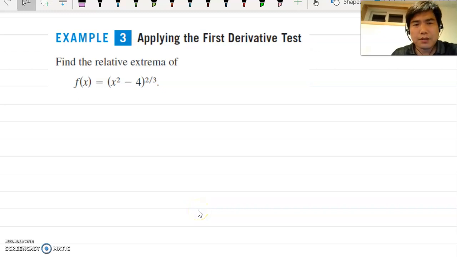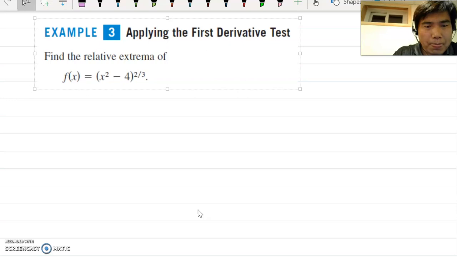Let's discuss more examples about the first derivative test. So look at this example. Applying the first derivative test, find the relative extrema of f(x) = (x squared minus 4) to the 2/3 power. Okay, so now what's the first step we have to do? Yes, finding the derivative of f(x), right?